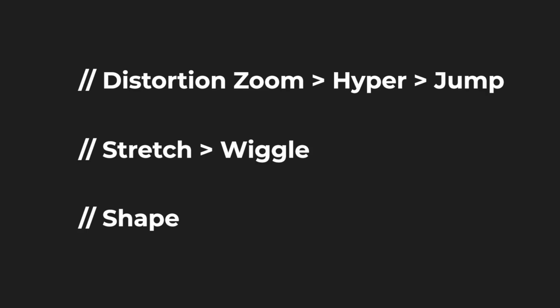In the new version, I have updated the categories Distortion Zoom and Stretch, and also have added a new big category, Shape. Thus, the total number of transitions has achieved 2,000 items.